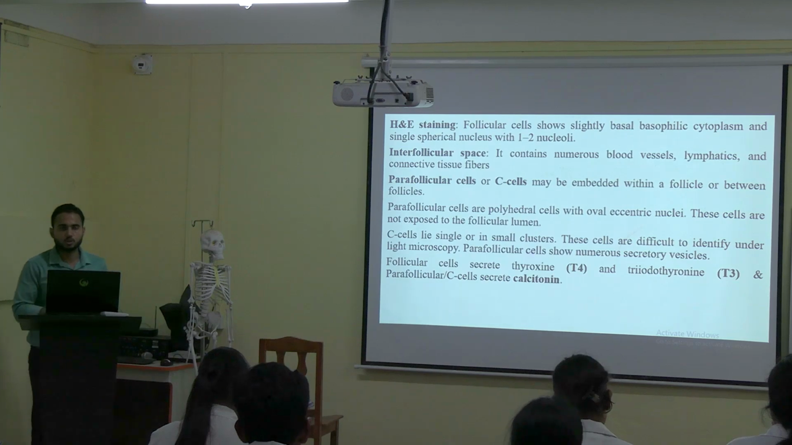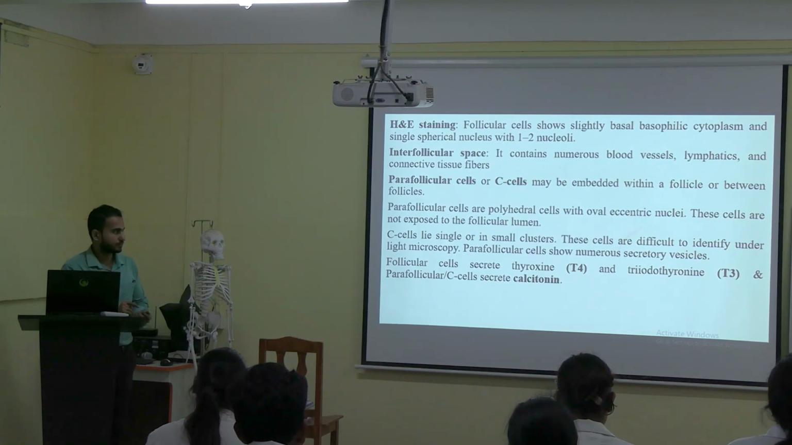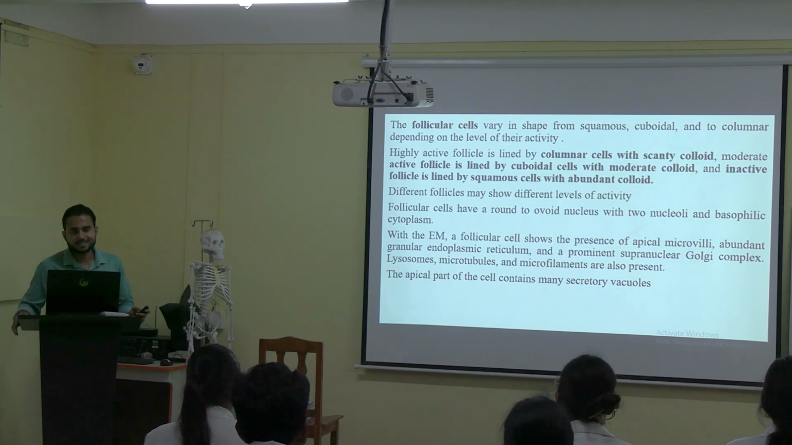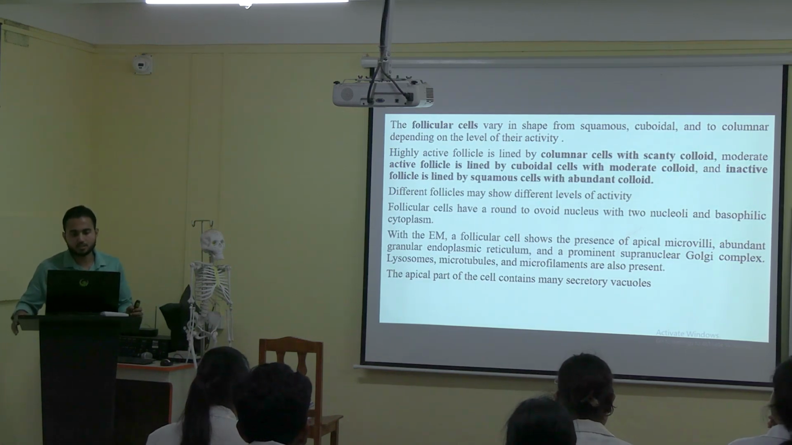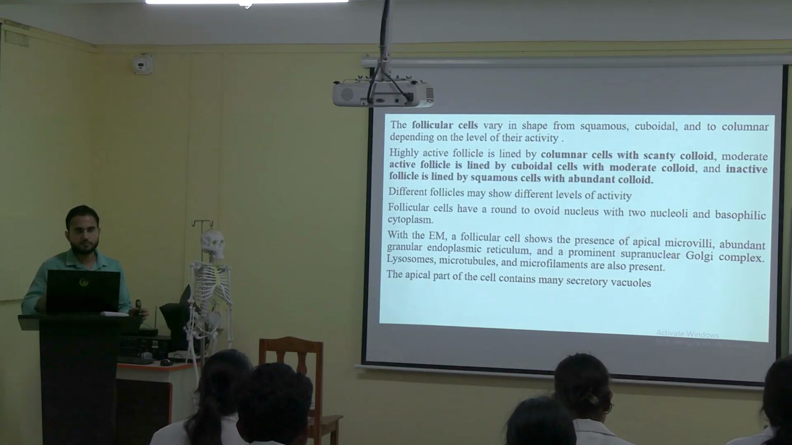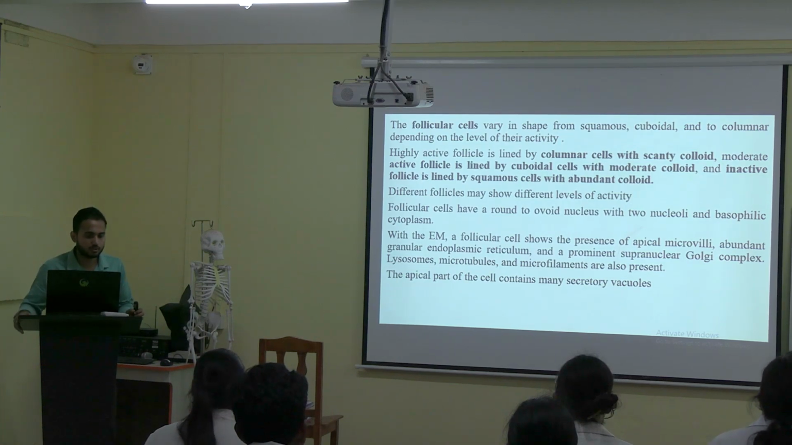Now, you have to know which type of cells are present and when they are present in the follicles. That means the activity of the follicle. So, as I said, follicular cells vary in shape from squamous to cuboidal to columnar depending on their activity. Now, suppose a follicle is highly active, at that time what will happen? Columnar cells will be present. The amount of colloid will be very less inside the follicle.